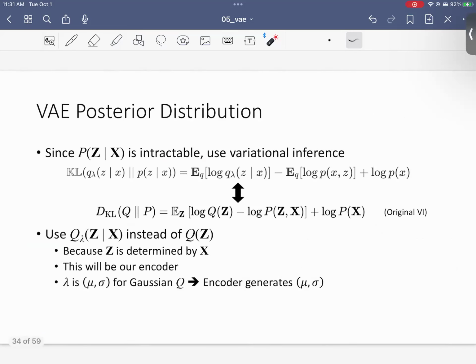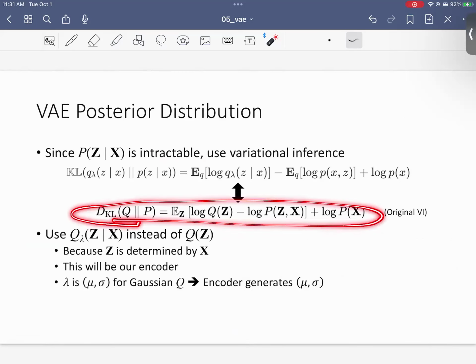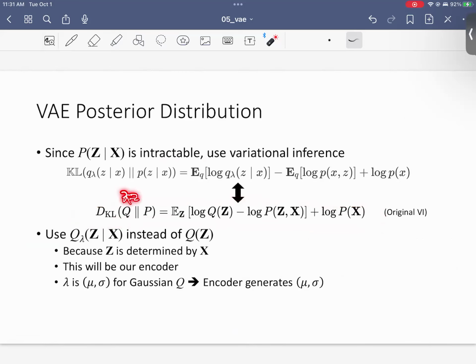And if you compare this with our original VI, this was Q(Z), and this was P(Z|X), right? So this is the KL divergence definition. In our example, Q is the encoder, P is the decoder, and Z will depend on X because our encoder receives X and then generates Z. So our encoder depends on X, so we're going to use Q(Z|X) now. It's no longer Q(Z), it's Q(Z|X), and the rest is the same.